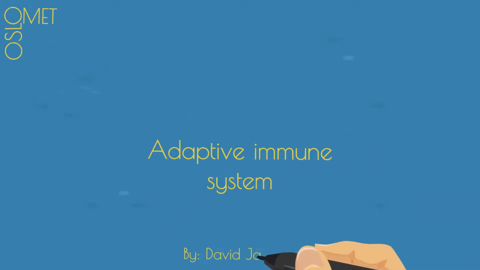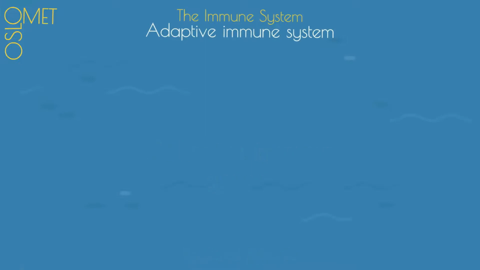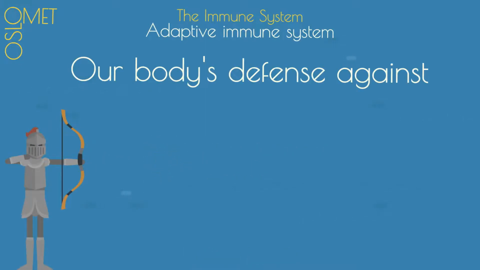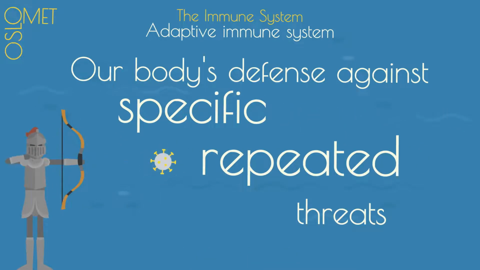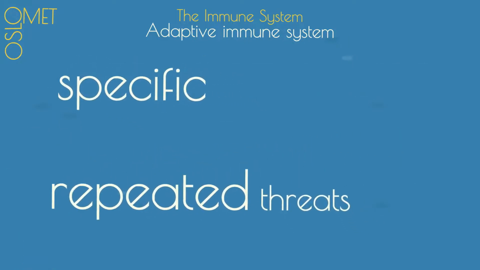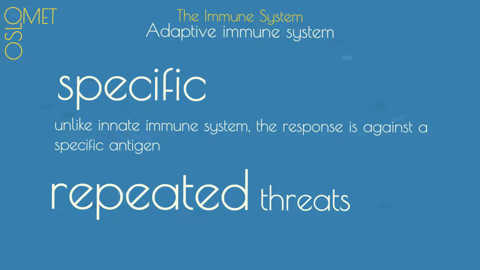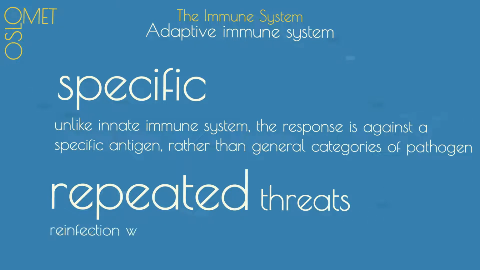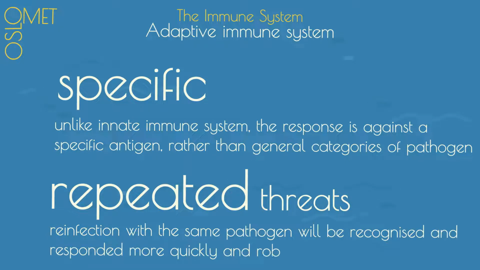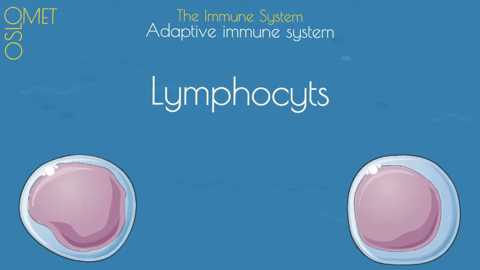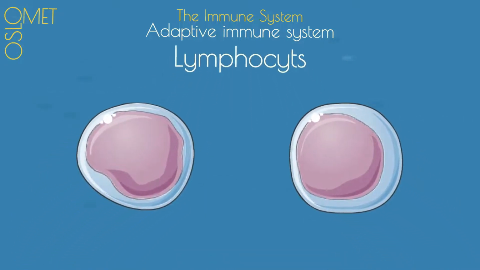Adaptive immune system. The adaptive immune system is our body's defense against specific, repeated threats. In specificity, unlike the innate immune system, the response is against a specific antigen rather than general categories of pathogen. And any reinfection with the same pathogen will be recognized and responded to more quickly and robustly in the future. Lymphocytes are unique cells of the adaptive immune system and have two types, B cells and T cells.